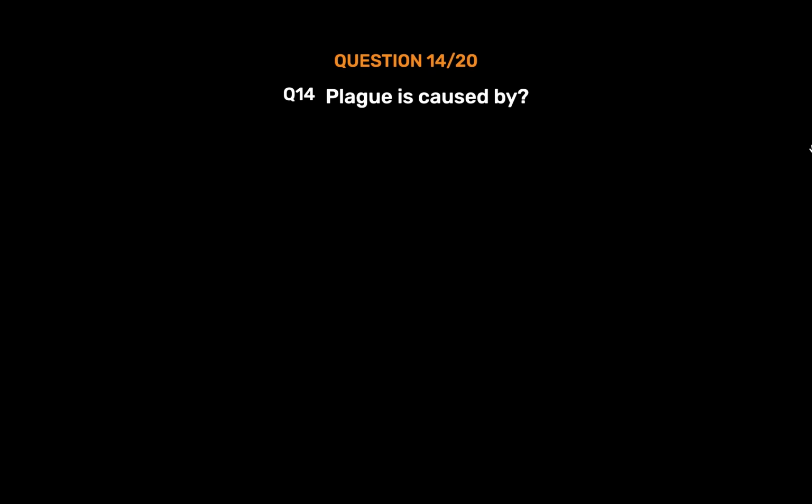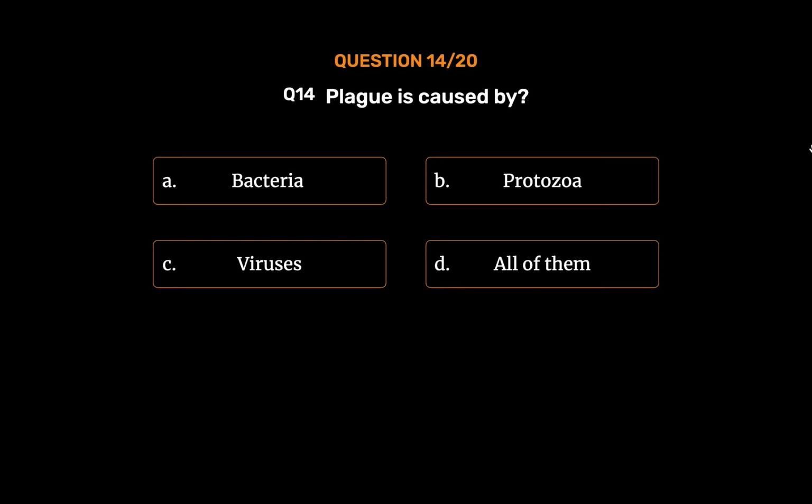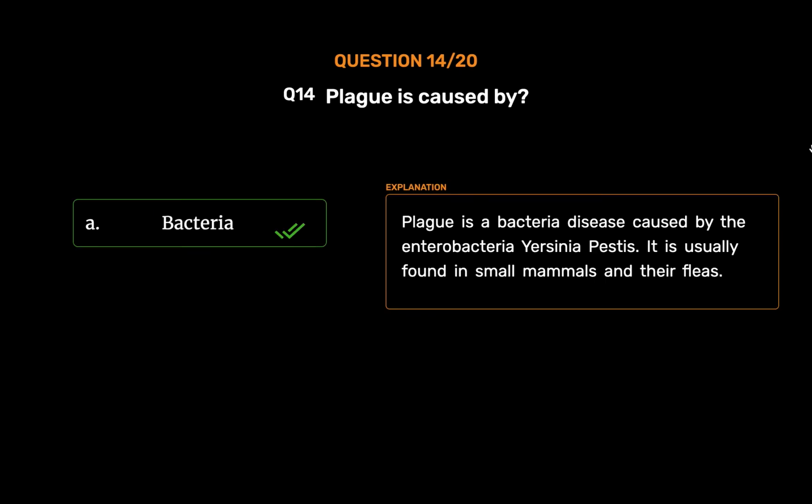Question number 14. Plague is caused by option A. Bacteria. Option B. Protozoa. Option C. Viruses. Option D. All of them. The correct answer is option A. Bacteria. Plague is a bacterial disease caused by the Enterobacteria Yersinia pestis. It is usually found in small mammals and their fleas.